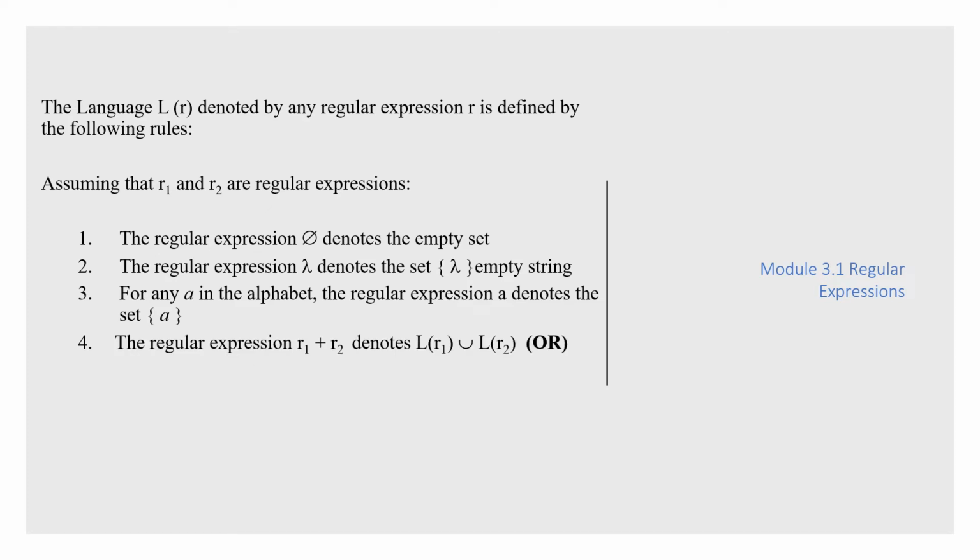And then just to show you how union works, if you have regular expression 1 or regular expression 2, that would be the language of regular expression 1 union with the language of regular expression 2. You can have the regular expression 1 concatenated with the regular expression 2, which would be the language of regular expression 1 concatenated with the language of regular expression 2.